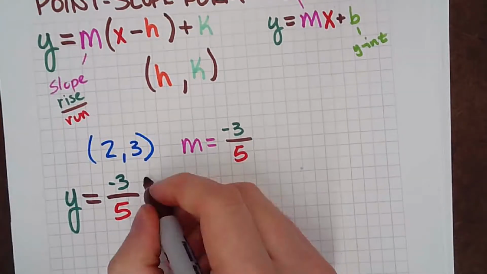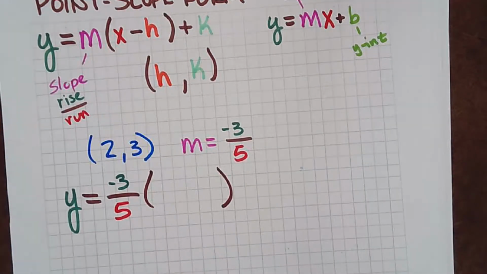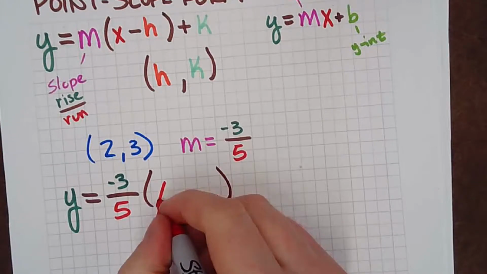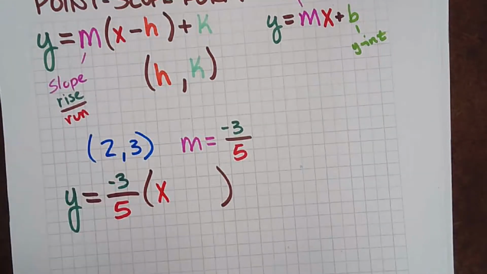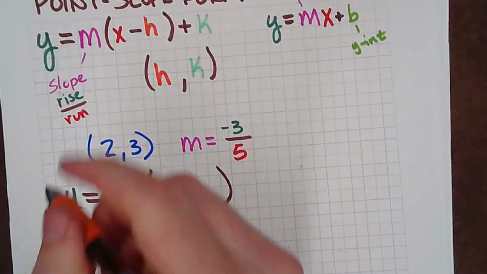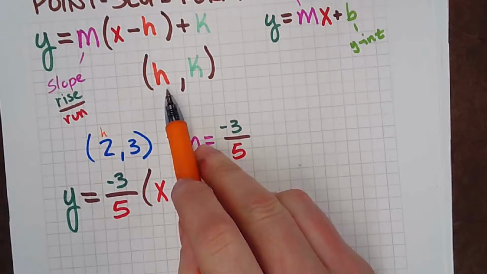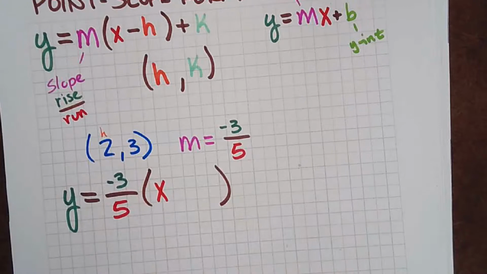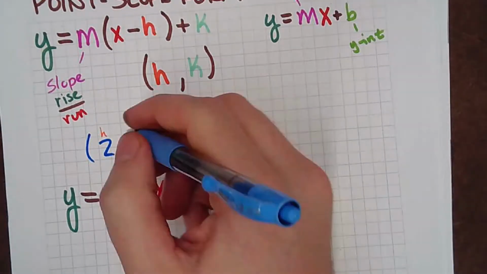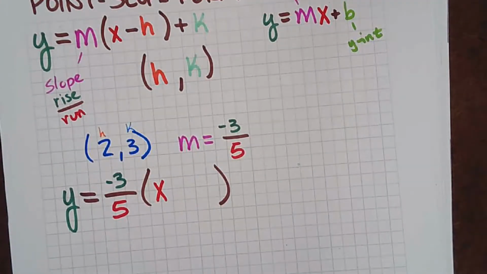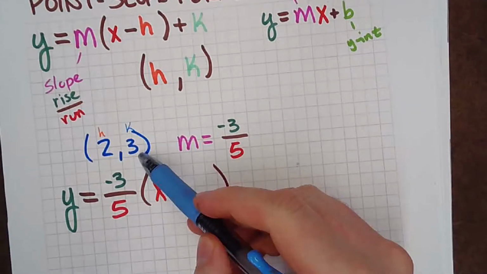And then x, just keep that. And then we have minus whatever h is. Well, h in this case is going to be 2, because the x value of the coordinate they give us is h. And the y value, the k value, is here, this 3 right here.